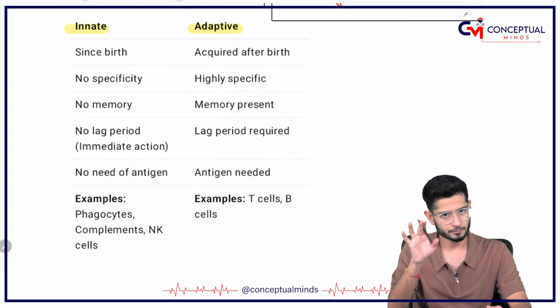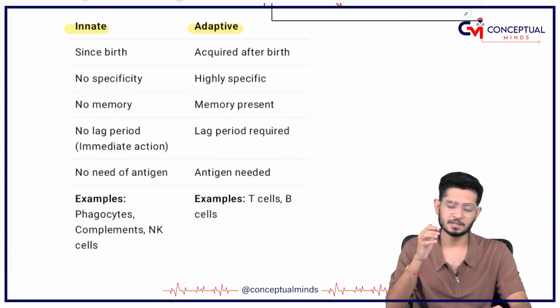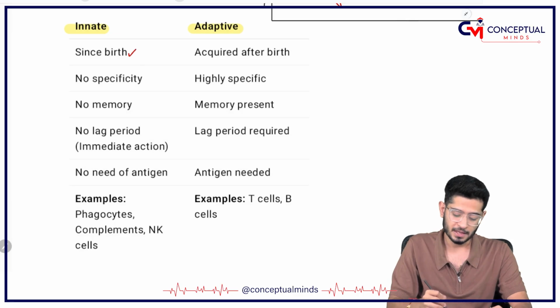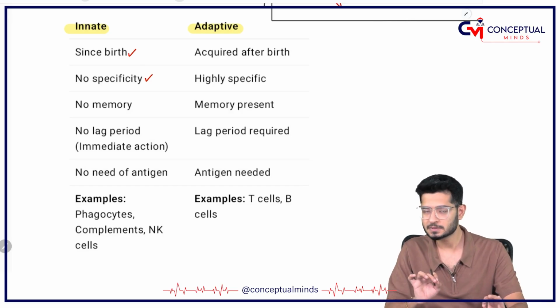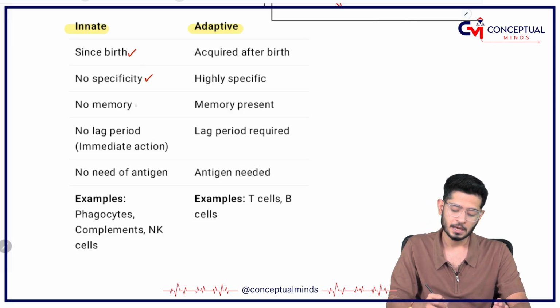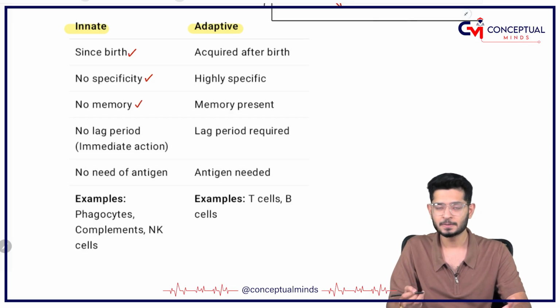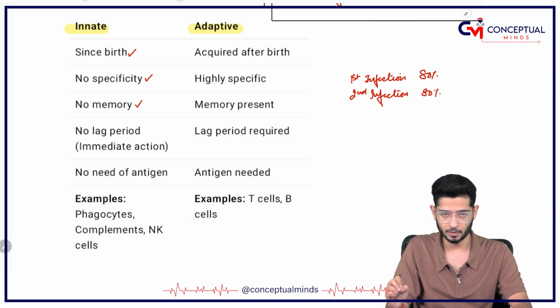I'll not waste much of your time, I'll just revise. Remember that innate immunity is present since birth. Innate immunity has no specificity. That means innate immunity is not specific against one disease or organism, it's generalized. It has no memory cells. For example, you got the first infection and the response of our body's immunity was say 80%. At the time of the second infection also, it's going to be 80% only.